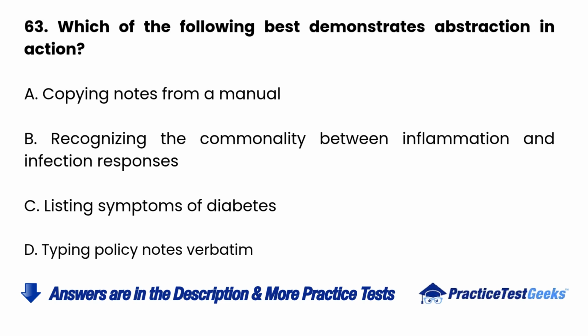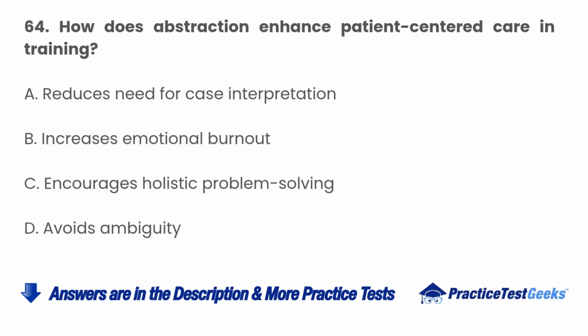63. Which of the following best demonstrates abstraction in action? A. Copying notes from a manual. B. Recognizing the commonality between inflammation and infection responses. C. Listing symptoms of diabetes. D. Typing policy notes verbatim.